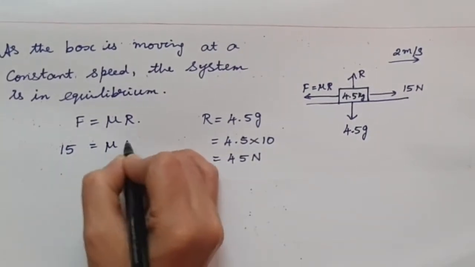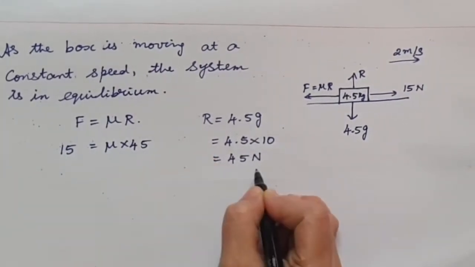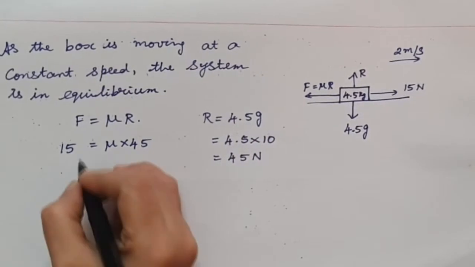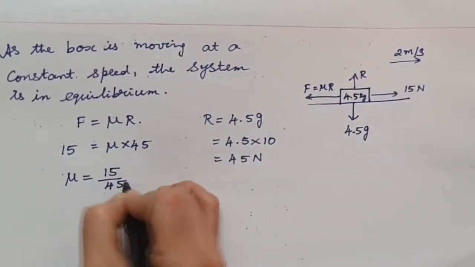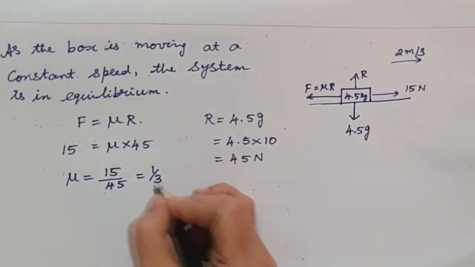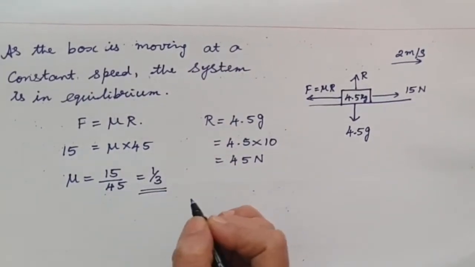15 will be equal to mu multiplied by 45. We got the value for R as 45. So mu will be equal to 15 over 45. So it is 1 over 3. This is the coefficient of friction.